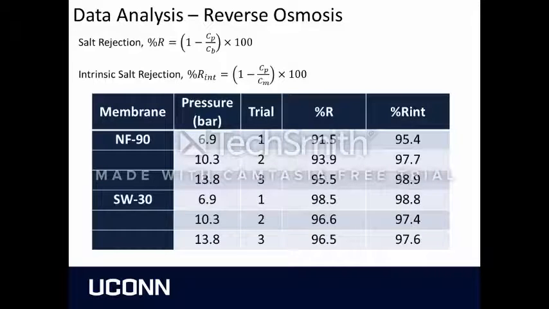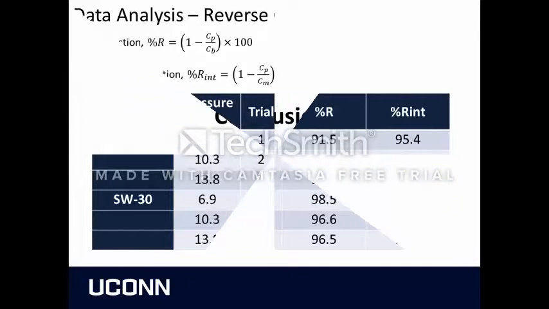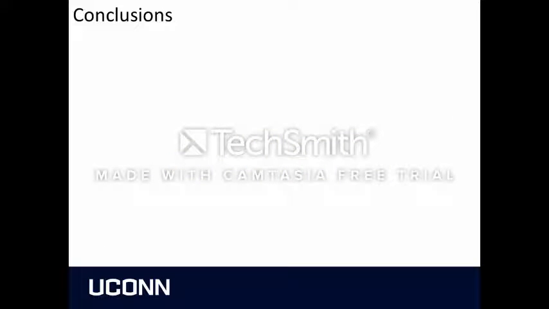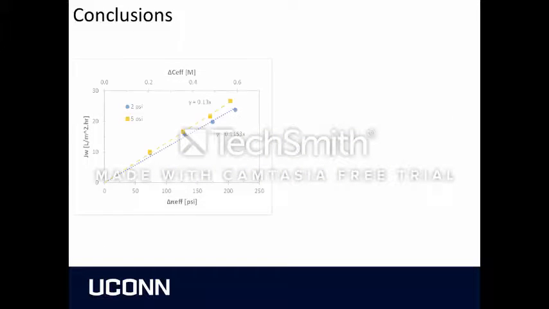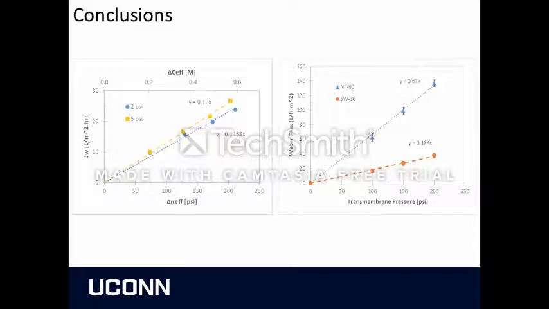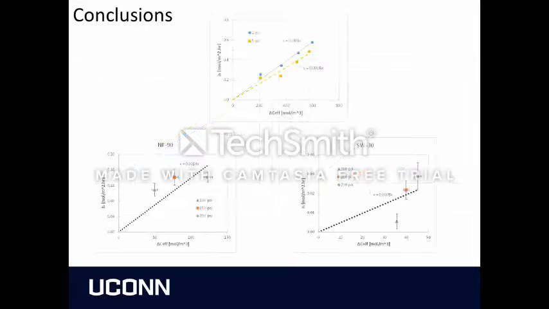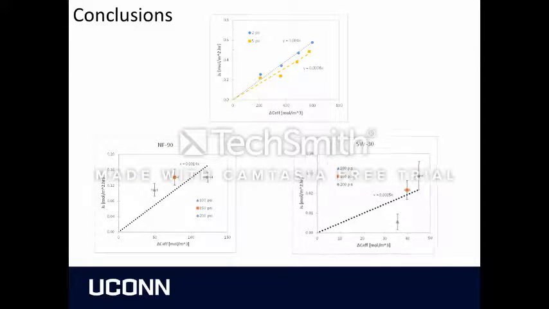In the reverse osmosis experiments, we were able to analyze the desalination effectiveness of the system by examining the salt rejection of the membranes at varying pressures. We achieved salt rejection percents between 91.5 and 98.5%. We've shown in these experiments that an increase in osmotic pressure leads to an increase in water flux. We've also shown that an increase in an effective concentration leads to an increase in salt flux.